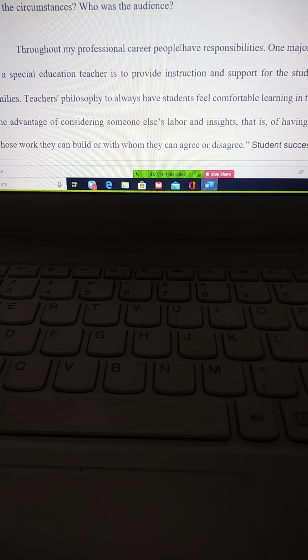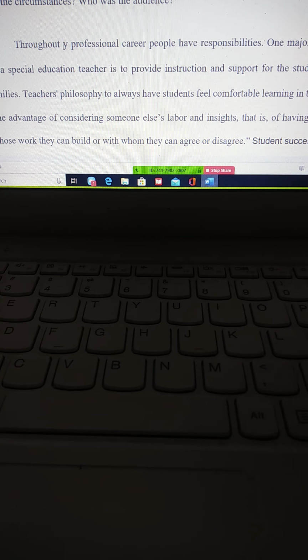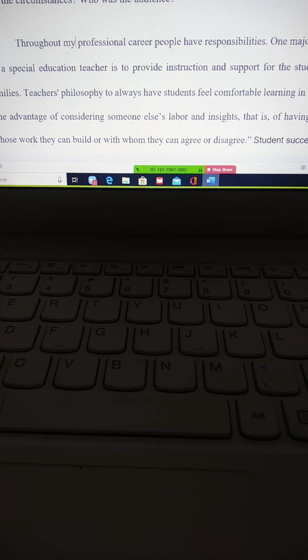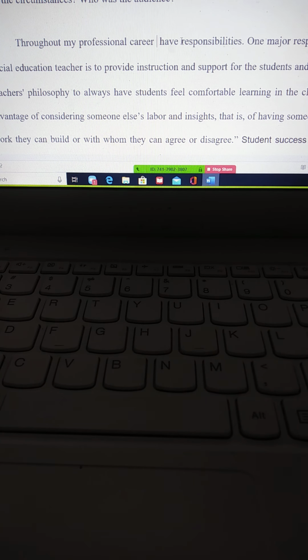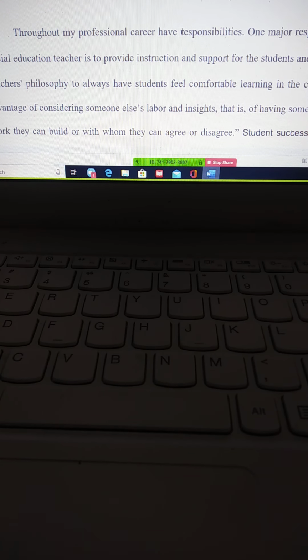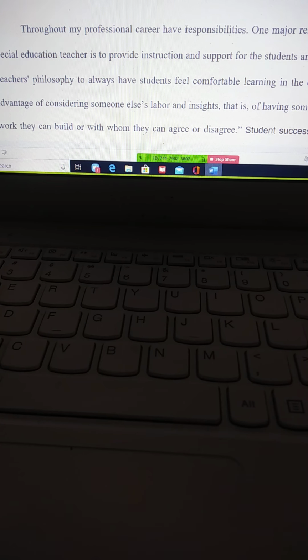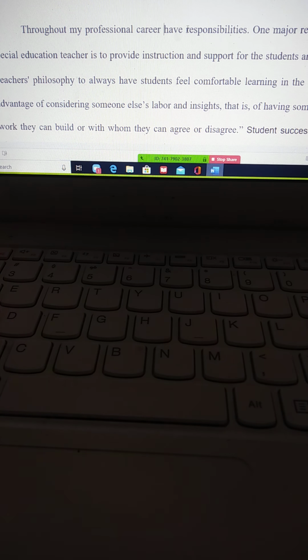And now we're going to get rid of people. Because we're talking about you, unless you're reading an article or a book that's talking about how teachers have had success, then you could say, well, this author states that throughout many professional careers, people have had responsibilities.